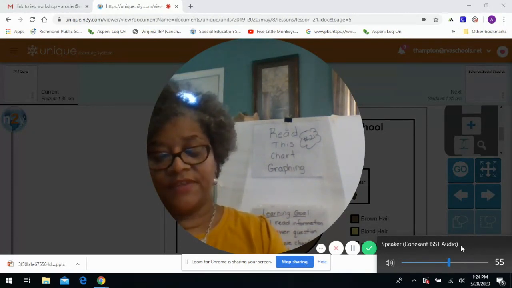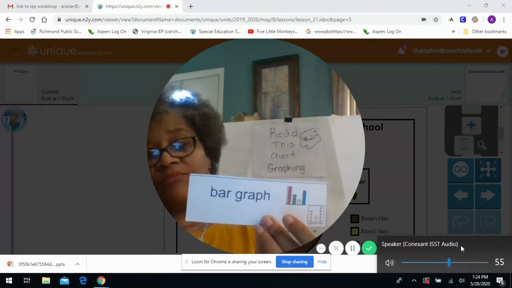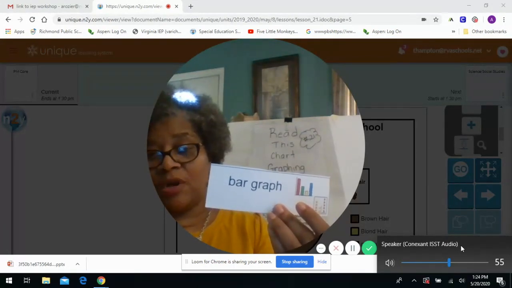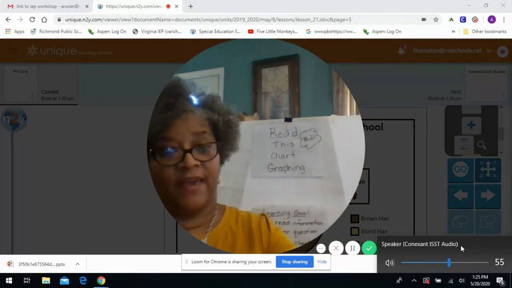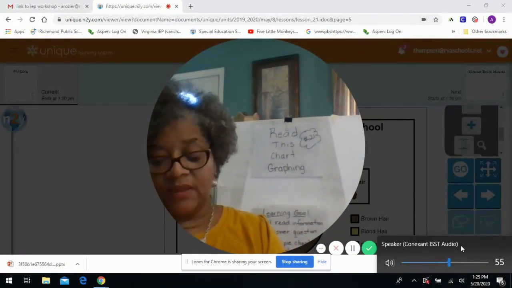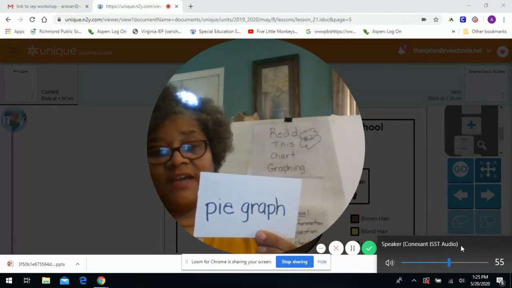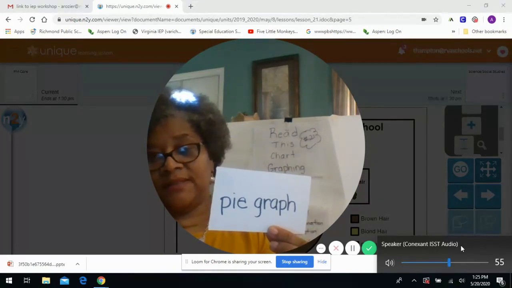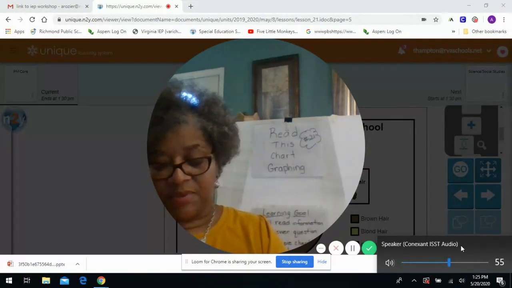All right, so we have the bar graph. The bar graph shows rectangles with length according to the number it represents on the graph. So if you have 1, that represents a little short bar. If you have 10, then you have a longer bar, and we're going to talk about that. A pie graph is a circular chart that is divided like pie pieces to represent the quantity and quality. A pie graph looks just like it's cut into pieces, just like a piece of pie.